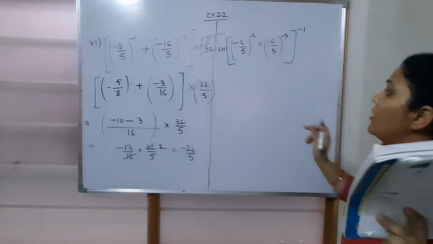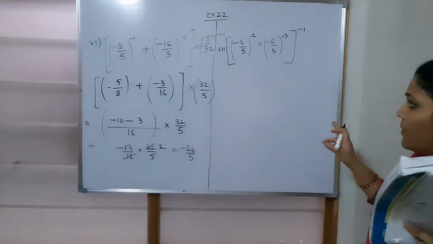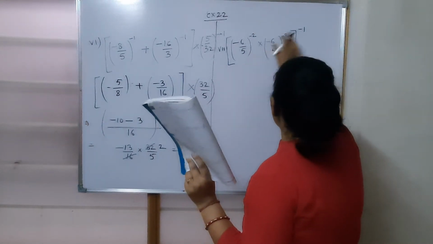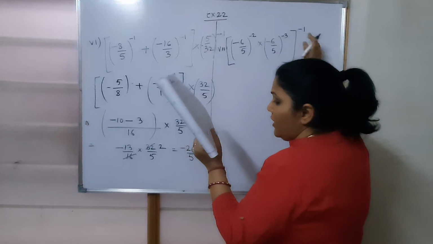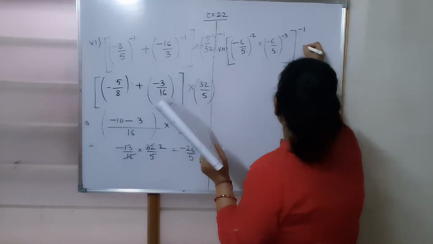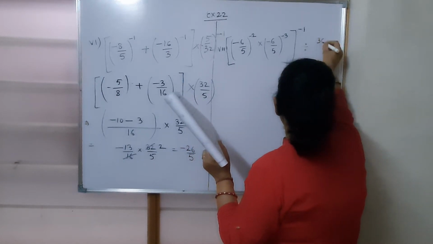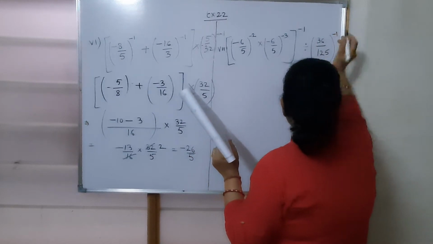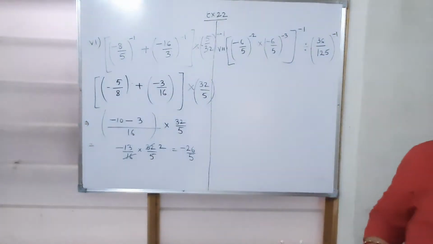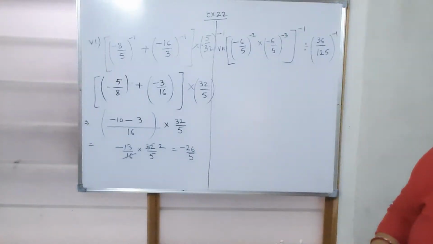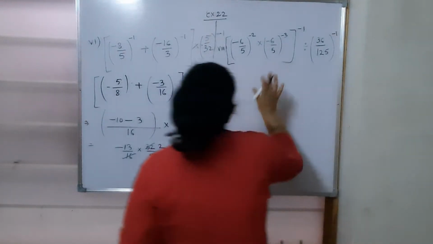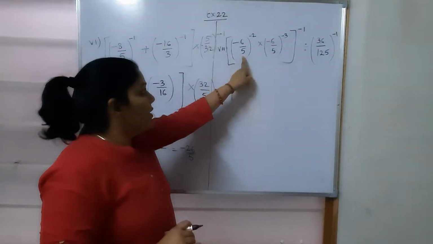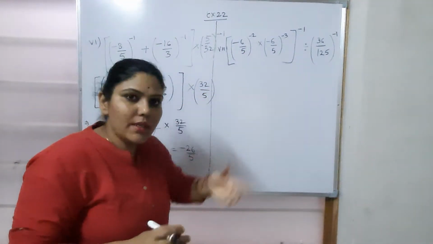Just look here. Minus 6 upon 5 whole raised to the power minus 2, minus 6 upon 5 raised to the power minus 3. These are in multiplication and whole raised to the power minus 1. Then we have the division sign and then 36 upon 125 raised to the power minus 1. Alright. So just look here. Here the bases are same. Just look here, this bracket. Here the bases are same. So powers can be added.